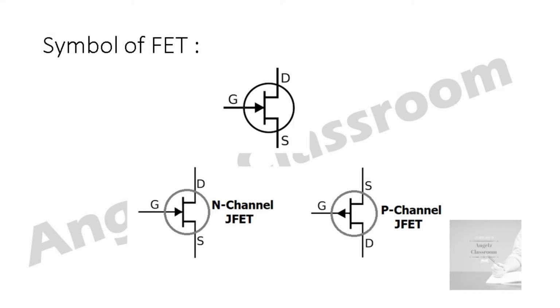Symbol of FET. This FET has three terminals. One is drain, another one is gate and the third one is source. Based on N channel and P channel, current direction determines whether it is N channel or P channel FET. For N channel, in the gate terminal, the current direction should be pointed inwards to the transistor. Whereas for P channel FET, this current direction should be marked outward.